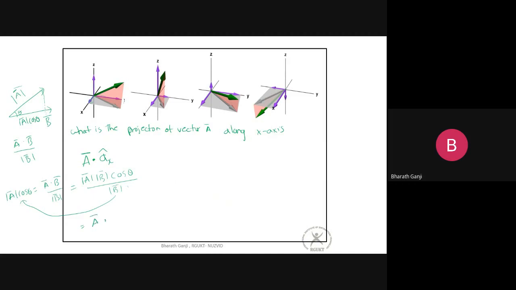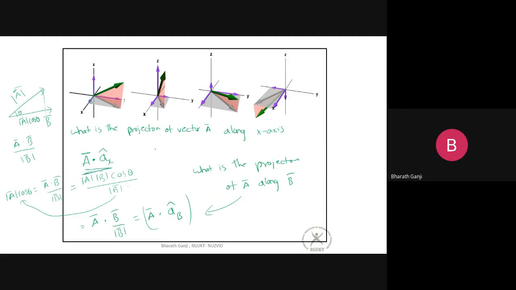So I can say the projection, so what can we write for it? a bar dot product of b bar divided by modulus of b bar, that is nothing but a bar dot producted with a unit vector in b bar direction. Okay, so if you ask me what is the projection of a bar along b bar, then the answer is like this. So in the same way, if I'm asking you what is the projection of a bar along x axis, then what to do, a bar dot producted with the unit vector in that direction you take.